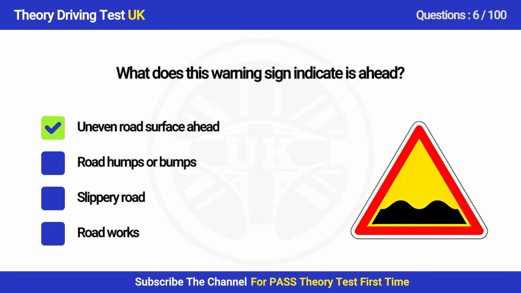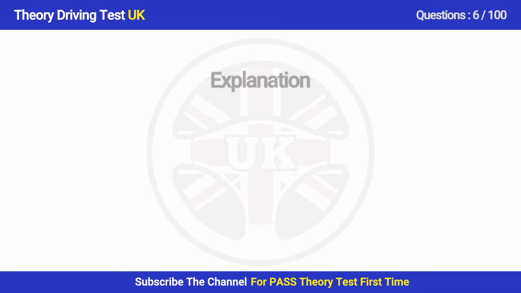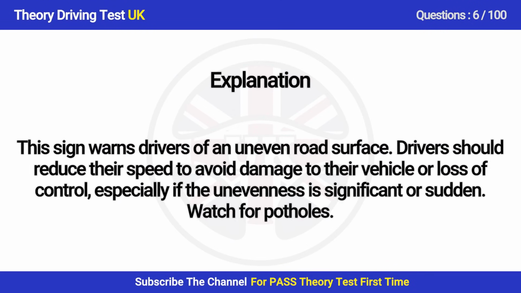Answer is A. Uneven road surface ahead. This sign warns drivers of an uneven road surface. Drivers should reduce their speed to avoid damage to their vehicle or loss of control, especially if the unevenness is significant or sudden. Watch for potholes.